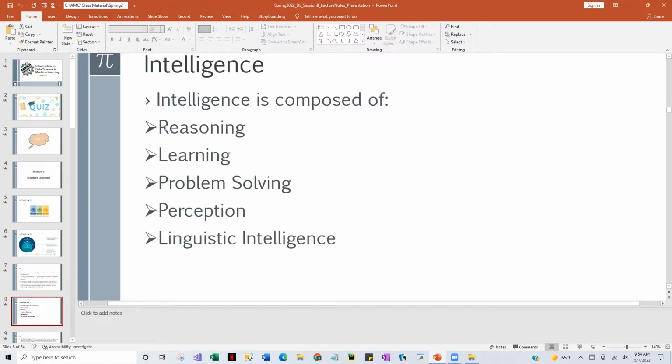So what do we mean by intelligence? You need reasoning, learning from it, problem solving, perception, and linguistic intelligence. You need all these in order to act intelligently. The machine is going to reason: if the car is going at a particular speed, and there is a block in front of it, or the signal turns, it is going to reason, okay, we need to reduce the speed or stop. Then it is going to learn from the environment.